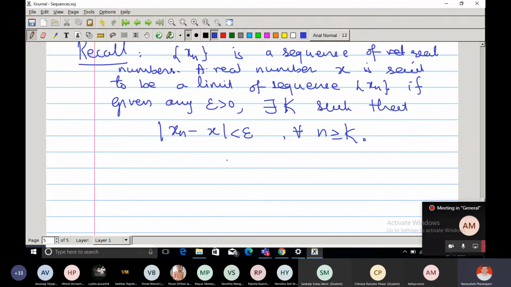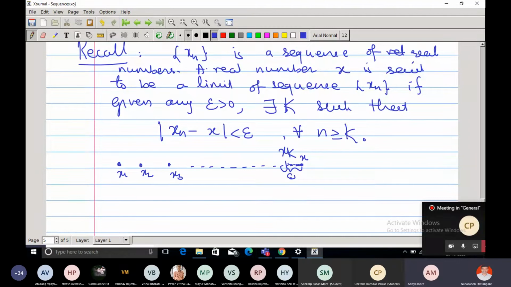So the definition is clear. Any doubt in the definition? Definition is clear. Yes, sir. Right. So if there is still confusion: given any epsilon distance from x, I can produce k such that after the kth term, all terms are in this distance from x.